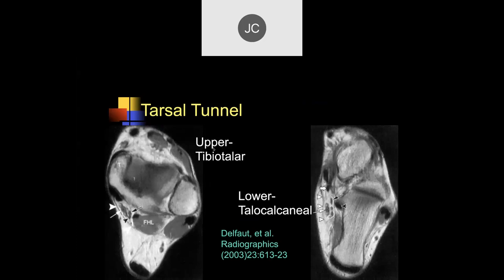So if we look at the upper tarsal tunnel area, here are the different branches of the tibial nerve and its associated vessels. And here's the flexor hallucis longus, flexor digitorum. So it goes between those two tendons more proximally. If you go more in the lower area, more distally, we're really posterior to the medial tendons and the medial aspect of the calcaneus, medial to the calcaneus, right?